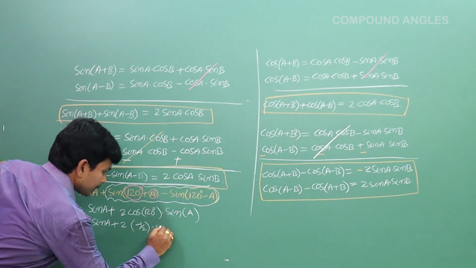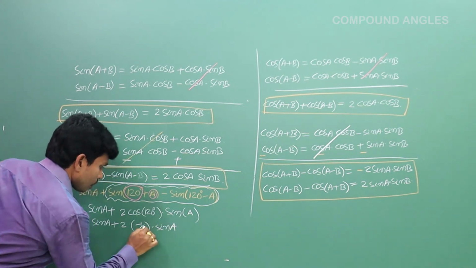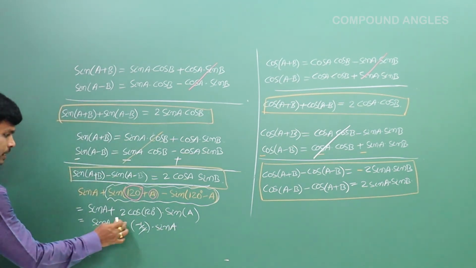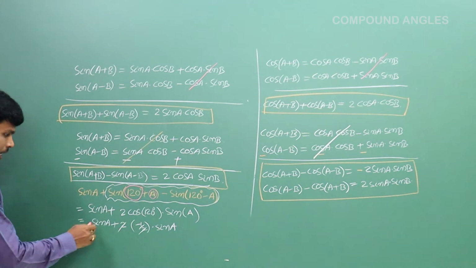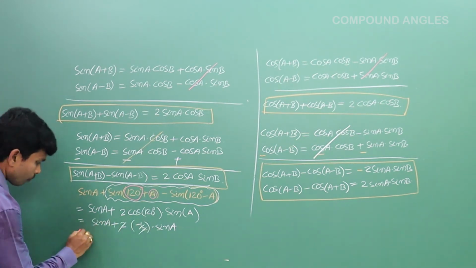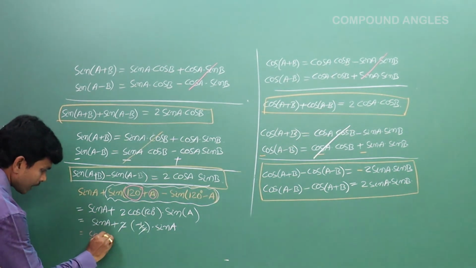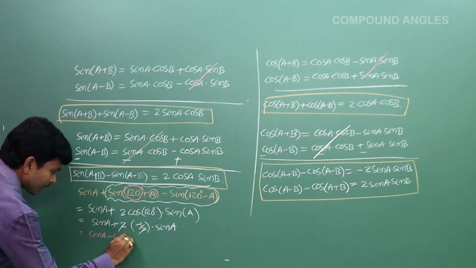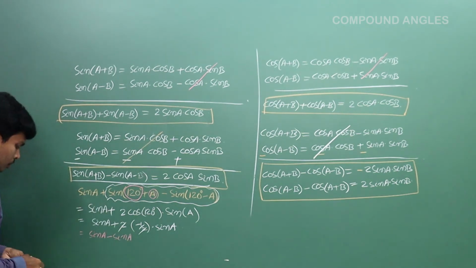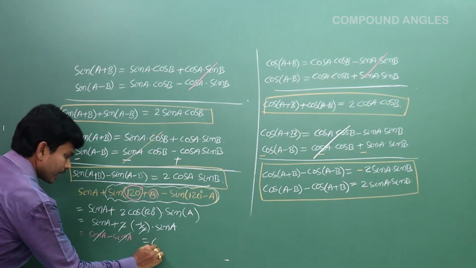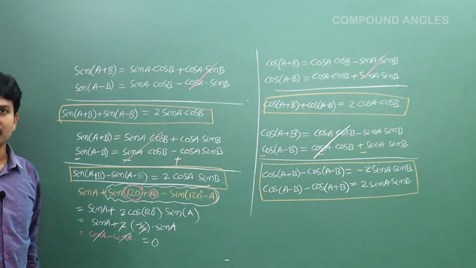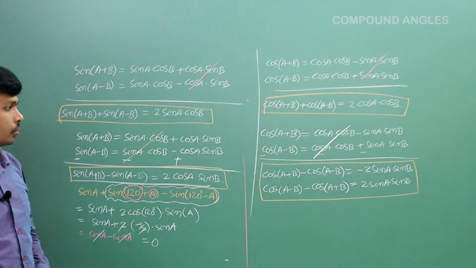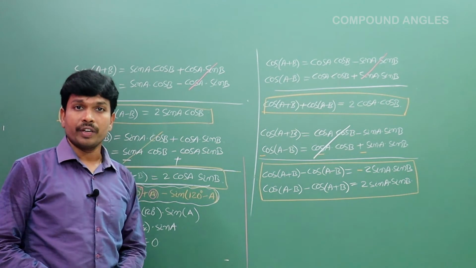Already we have known cos 120 degrees is equal to minus 1 by 2. And sin A. Now 2 get cancelled, plus into minus is minus, sin A. One more step can I write? Sin A minus sin A. Yes or no? So get cancelled, you will get 0. See, that much easy.